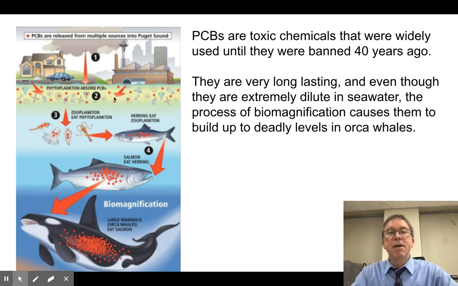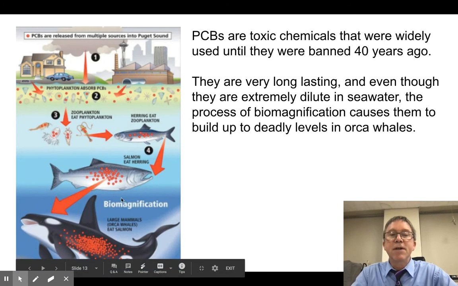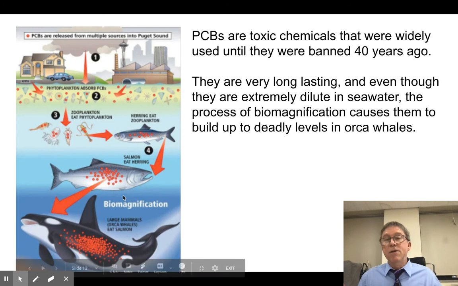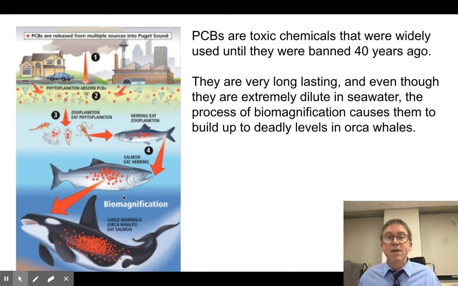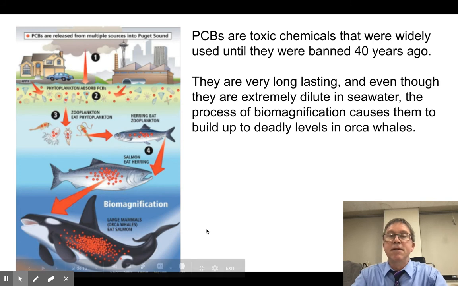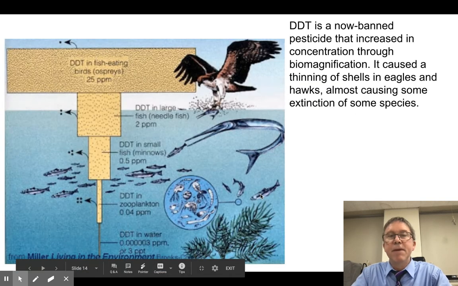They get taken up by plankton. They get eaten by zooplankton. Then they get eaten by primary, secondary, and tertiary consumers, and so on, and they tend to accumulate until now orca whales have these deadly levels of these toxins in their body, because they're durable and they accumulate and magnify.